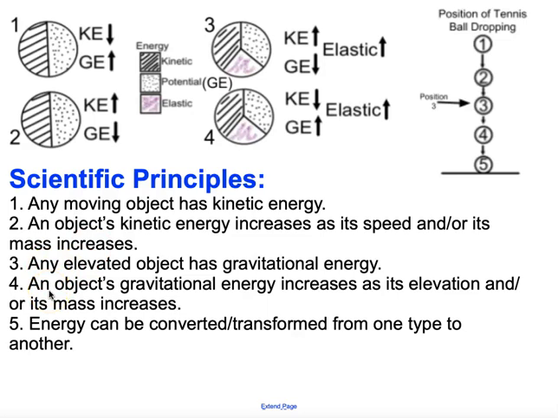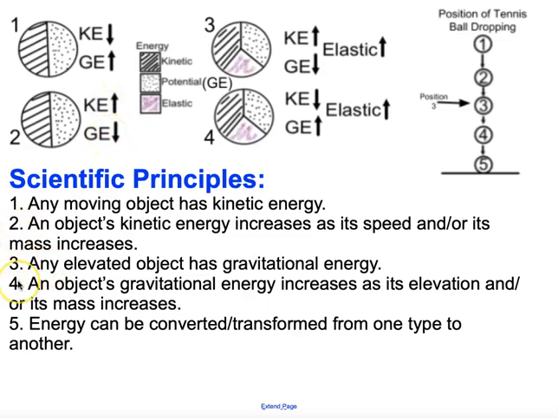How about 4? An object's gravitational energy, or GE, increases as its elevation and or its mass increases. So it's a lot like 2. Let's look. At position 3, we know it's dropped from 1 to 2 to 3. So it's decreasing in elevation. So if an object decreases in elevation, so it's the opposite of this. Here it says increase, but if it decreases in elevation, what's going to happen to the GE? The mass stays the same. GE goes down. So now all of a sudden, it's going to be one of these two, where here the KE is going up, there the GE is going down.